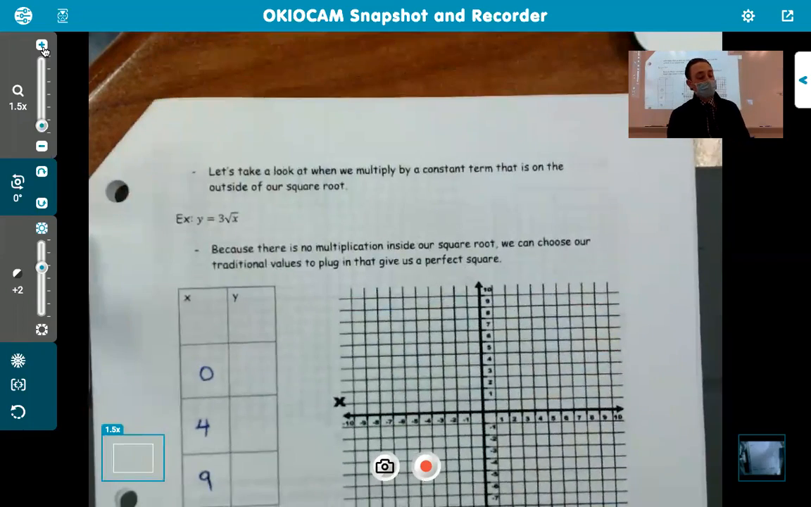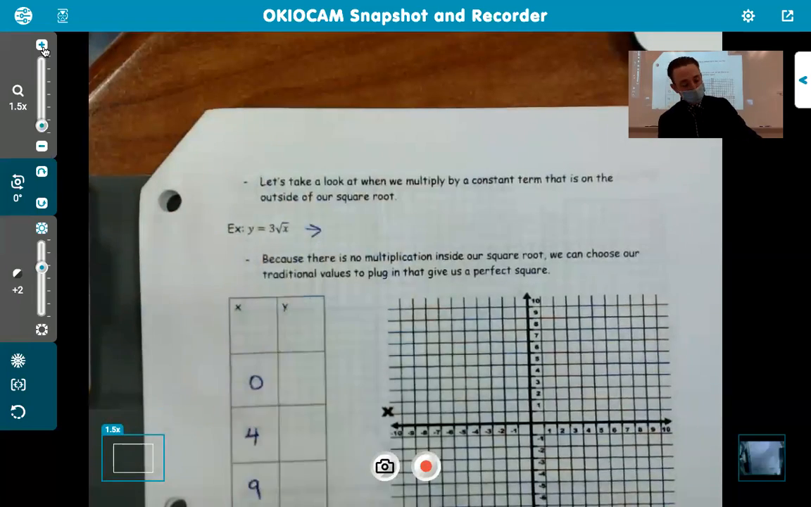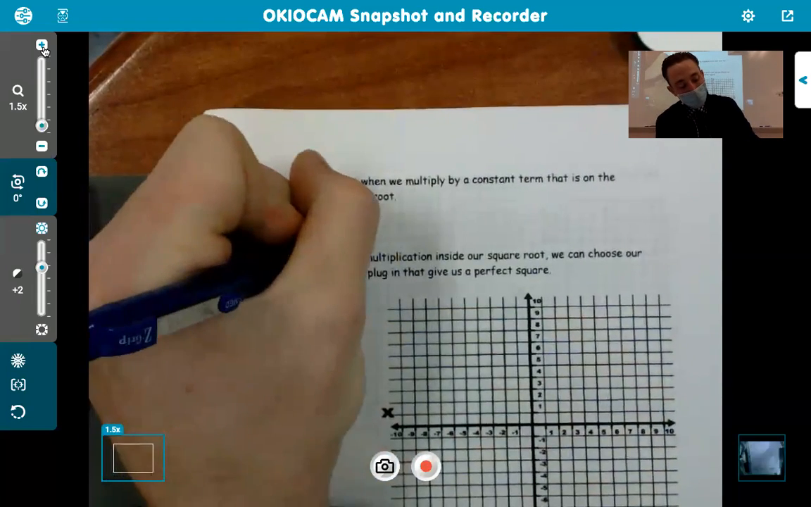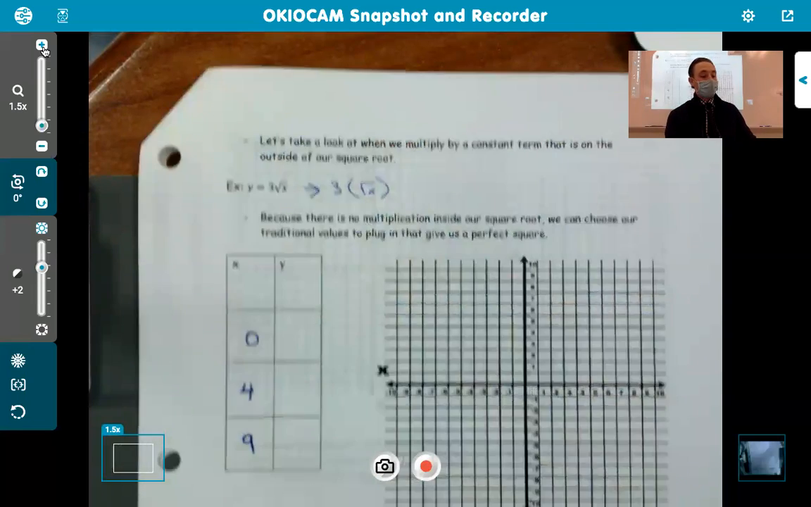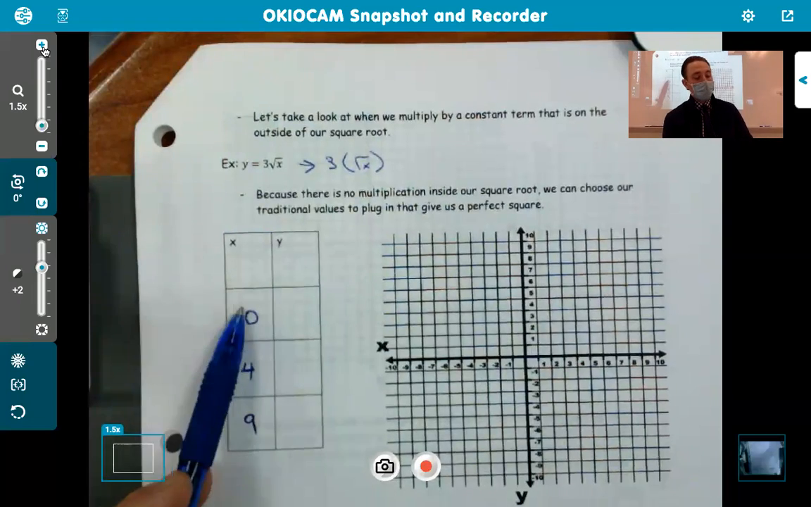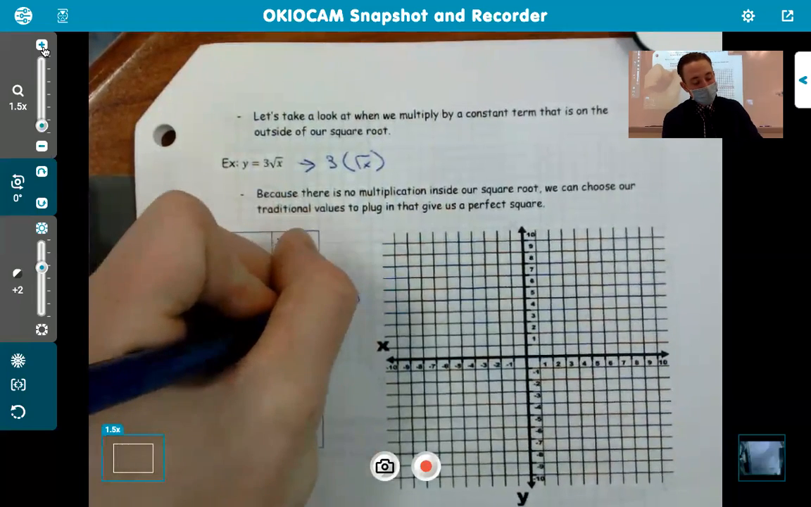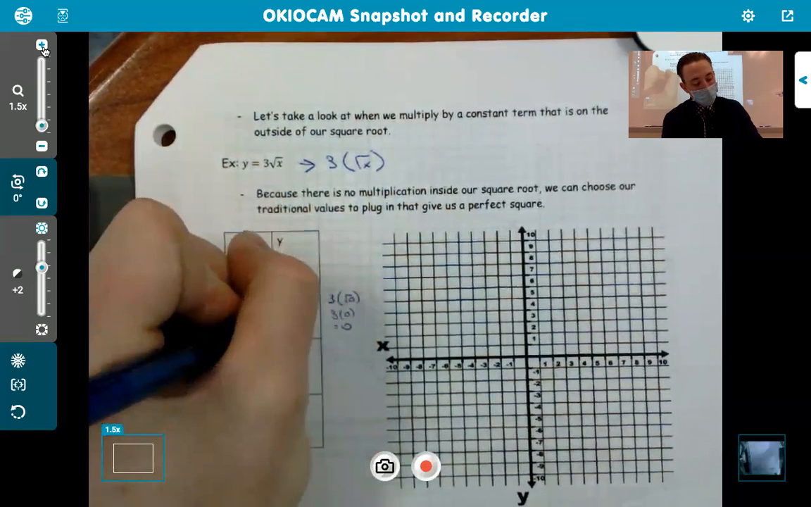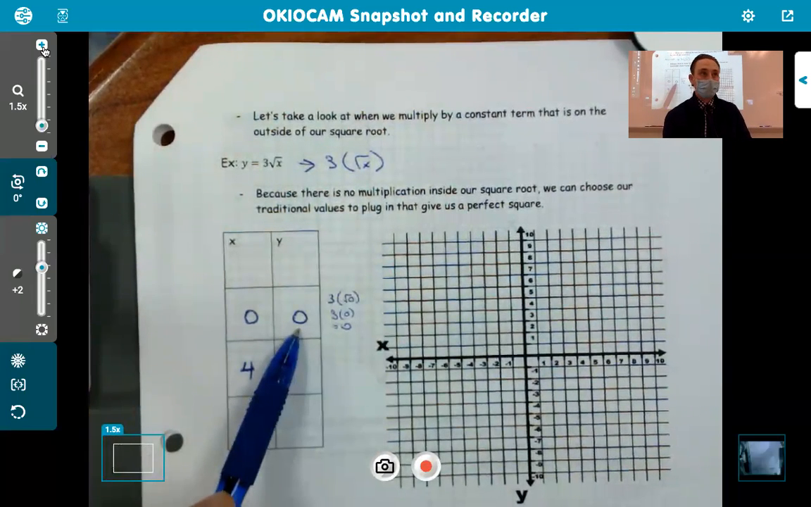One thing that we need to make sure we understand also, when my 3 is being multiplied on the outside, this is really 3 times, in parentheses, the square root of x, right? I have to take care of what's in the square root first before I multiply that value by 3. Okay. So with that being said, what's the square root of 0 going to give me? And then what's 3 times 0? 0. So my first point, 0, 0.